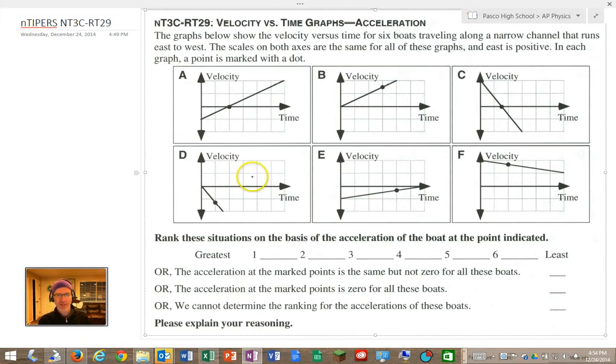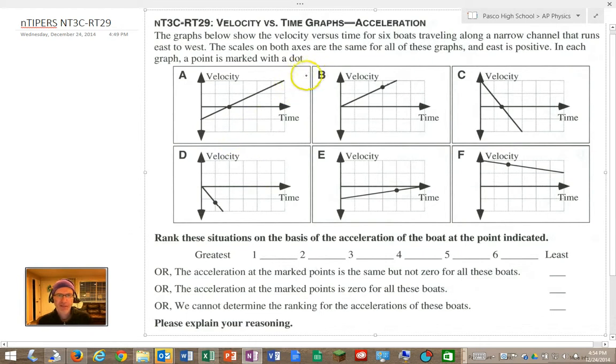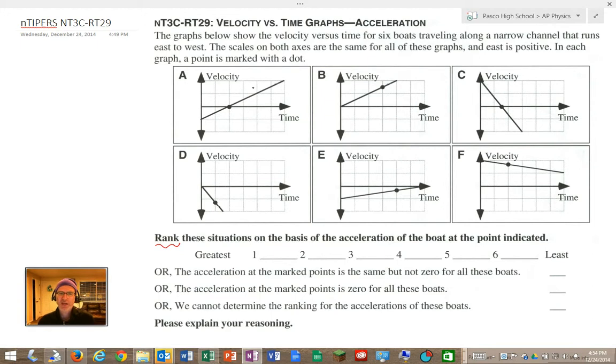What you'll get is some selection of information, and then you're asked to rank the information by some criteria. So let's read about this for a second. The graphs below show the velocity versus time for 6 boats traveling along a narrow channel that runs east to west. The scales on both axes are the same for all of these graphs, and east is positive. In each graph, a point is marked with a dot. Rank these situations on the basis of the acceleration of the boat at the point indicated.